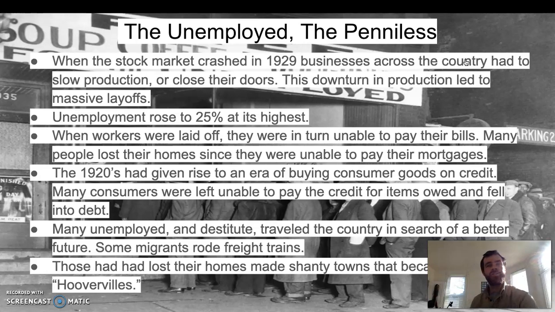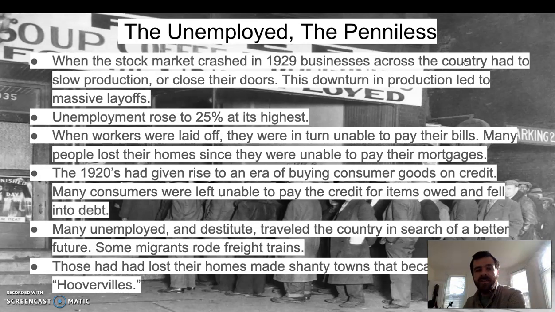And also, the technological advancements and boom times of the 1920s had introduced the ability for consumers to buy things on credit. Remember, we talked a little bit about radios and how popular they were. Well, a lot of people bought radios on credit, but when they lost their jobs, you're not going to pay off the radio when you're trying to feed your family. And so they sunk deeper into debt.